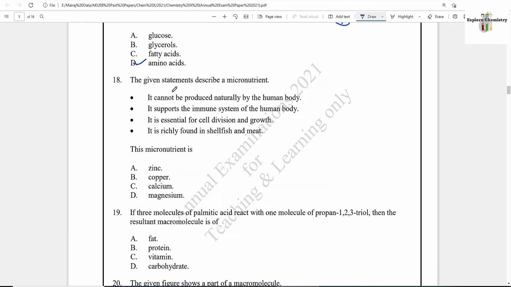Number 18, the given statements describe a micronutrient. It cannot be produced naturally by the human body. It supports the immune system of the human body. It is essential for cell division and growth. It is richly found in shellfish and meat. This micronutrient is zinc, which supports immune system, and it is essential for cell division also.